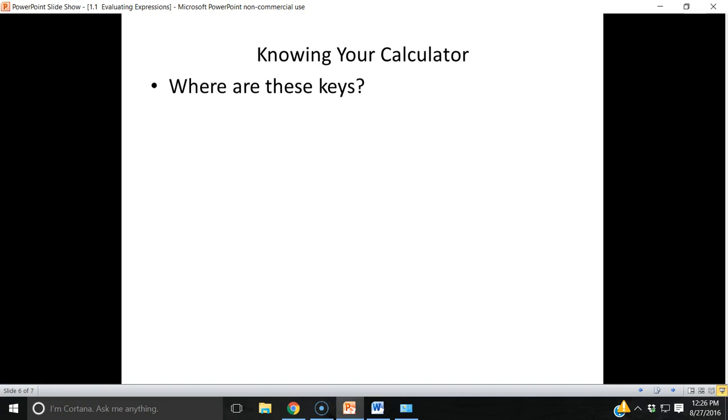So you got your graphing calculator, TI-83 or TI-84. Remember, it doesn't really matter which one you have. If you don't have one, make sure you get one really soon. Here's just some basic keys that you should know.